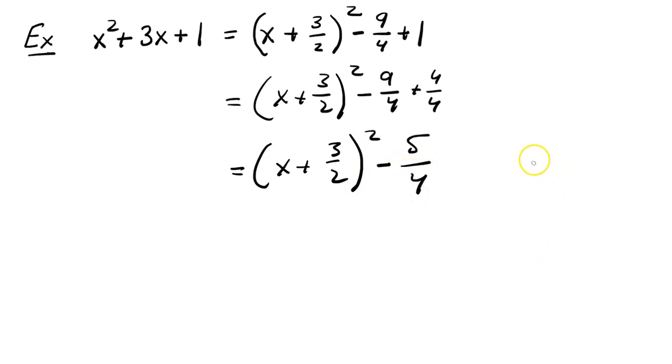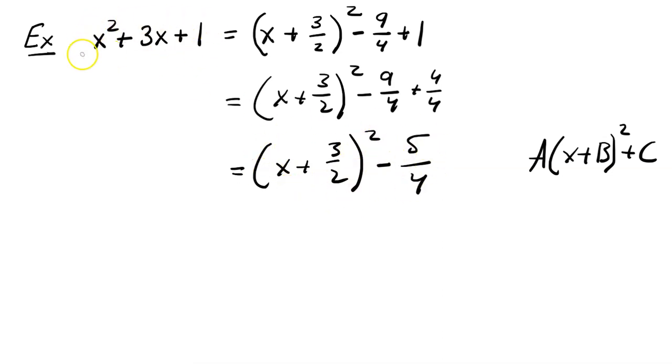And now we have it in this form, a(x plus b) squared plus c. You see here a is equal to 1, b is equal to 3/2, c is equal to minus 5/4. So now we have it in this form.